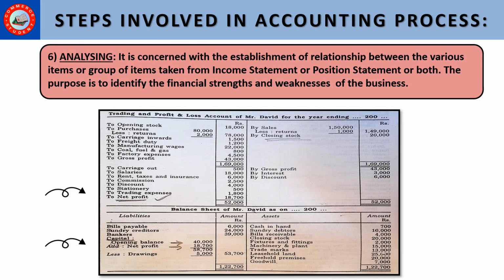Analyzing is the sixth step where relationships between various items or groups of items taken from the profit and loss account or balance sheet are established. For example, we might establish the relationship between net profit and capital employed. The goal is simple, that is to identify the financial strengths and weaknesses of business.